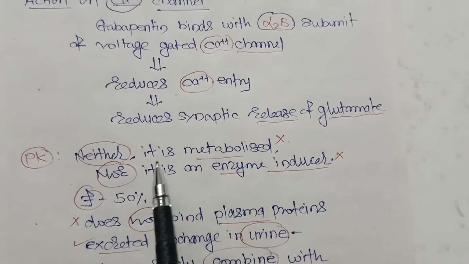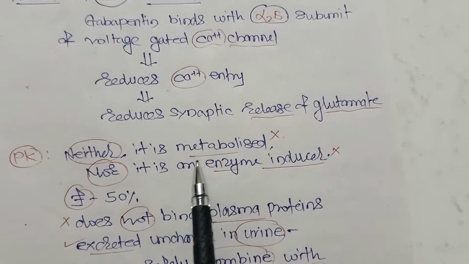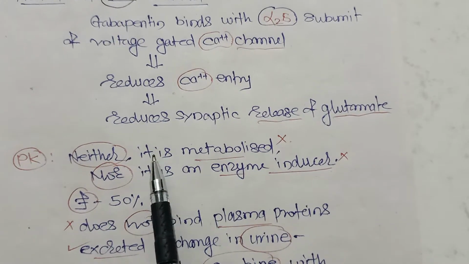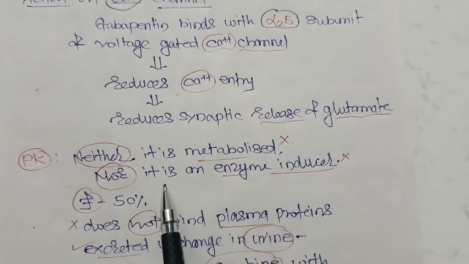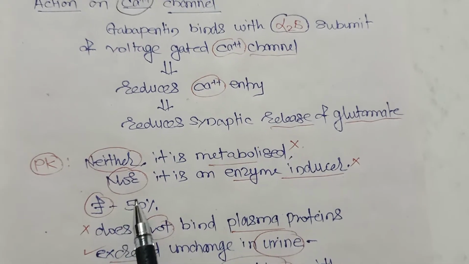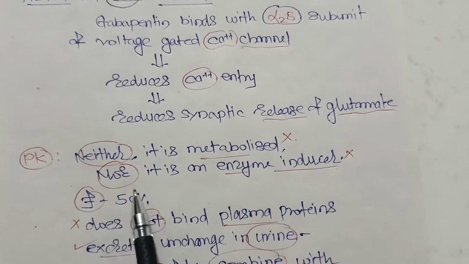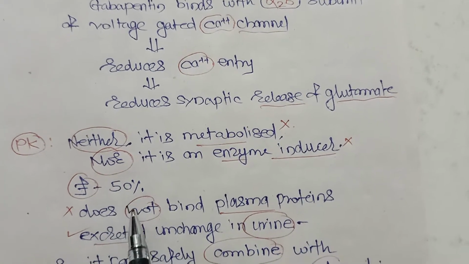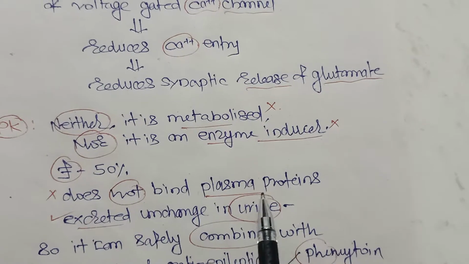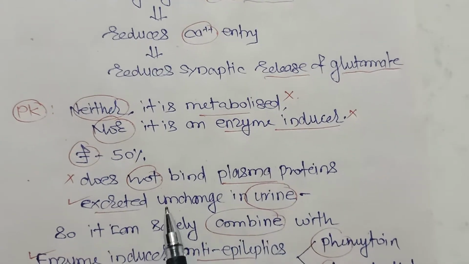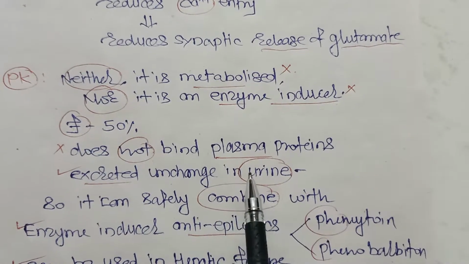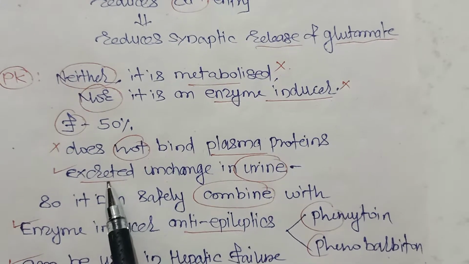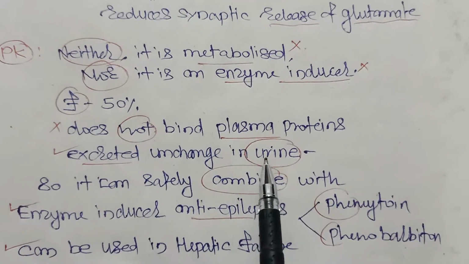Pharmacokinetic properties: it is neither metabolized in the body nor an enzyme inducer. When given orally, oral bioavailability is 50%. It does not bind to the plasma protein. It will get excreted unchanged in the urine.